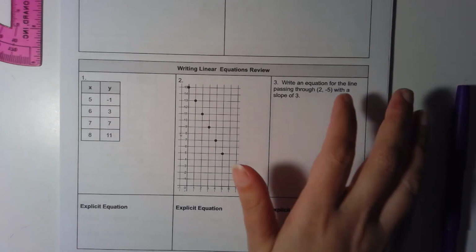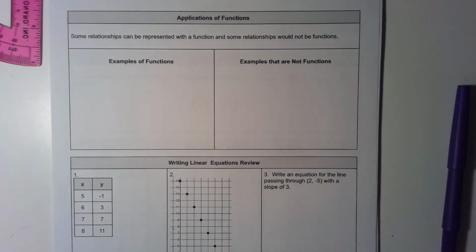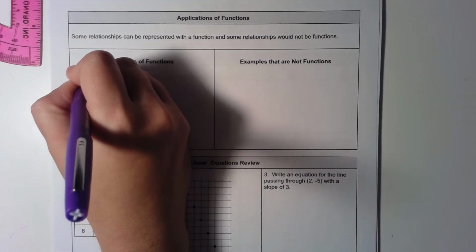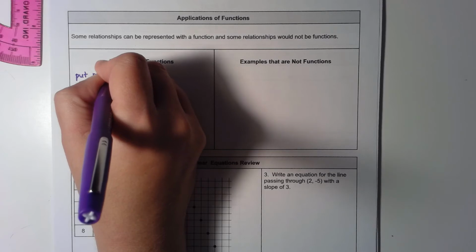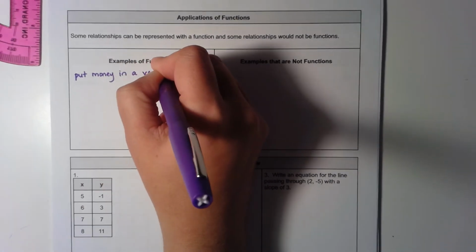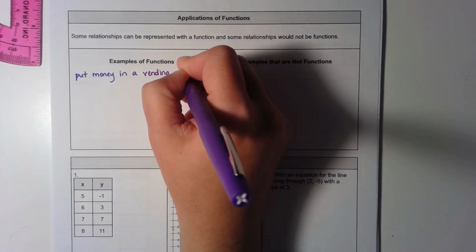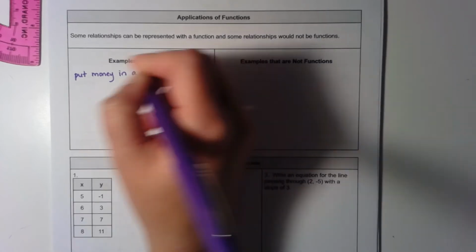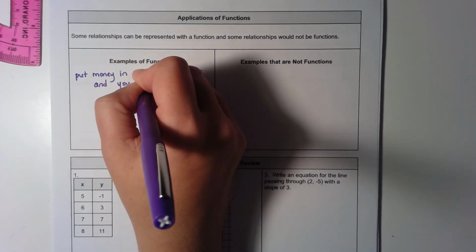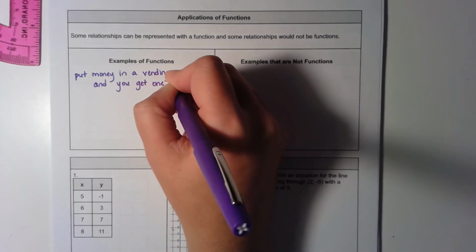So functions are often used in applications in the real world. Some relationships in the real world can be represented with a function, and some relationships would not be functions. Here are some examples of functions. If you put money in a vending machine, and you get one beverage for your money.